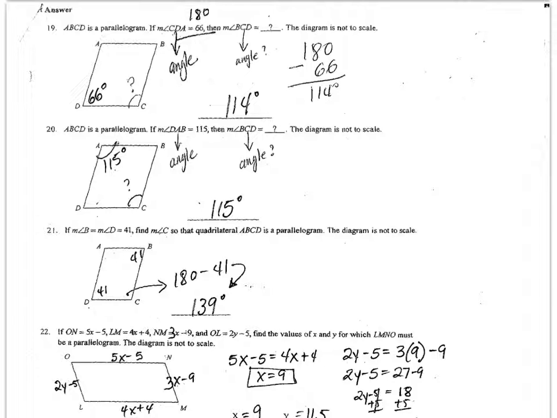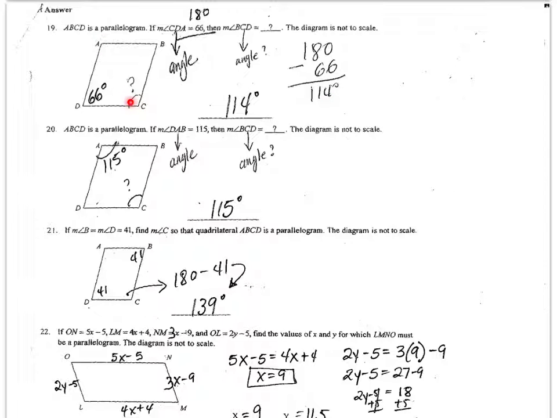Number 19, it's 114. And it's 114 because the angle D, they're saying that is 66, it's opposite to angle B. So these two are 66. But consecutive angles are supplementary. So C and D should add up to 180. So just subtract 66 from 180, and that gives you the 114, which is C and A.